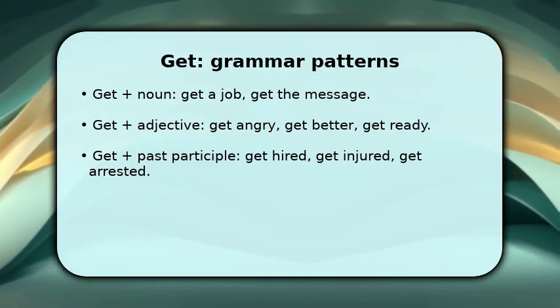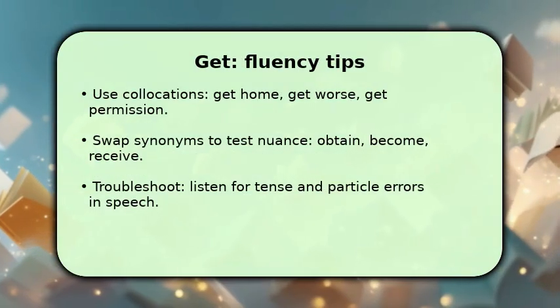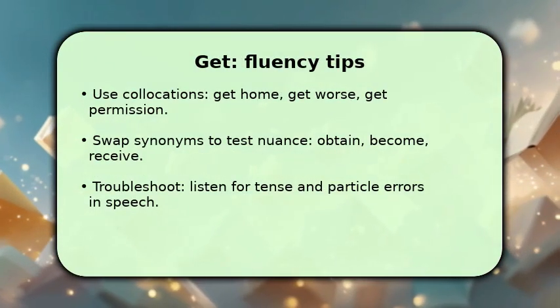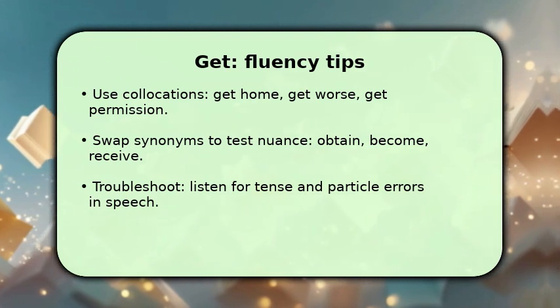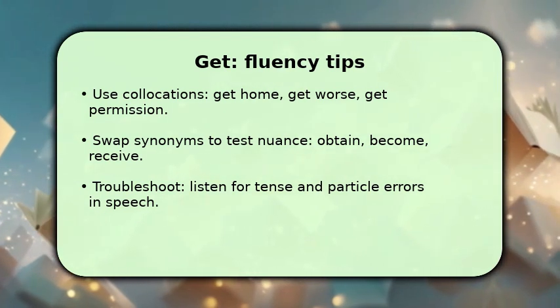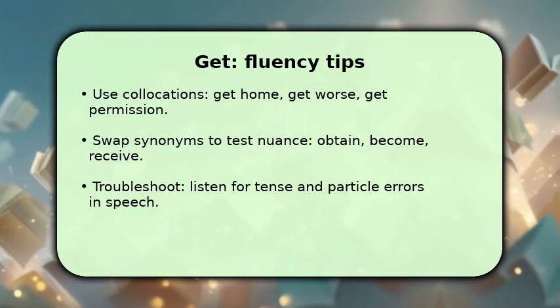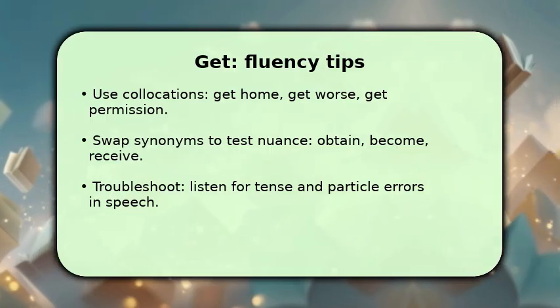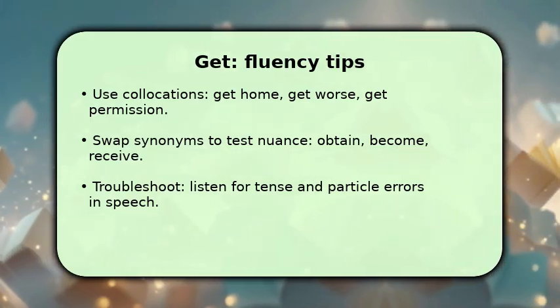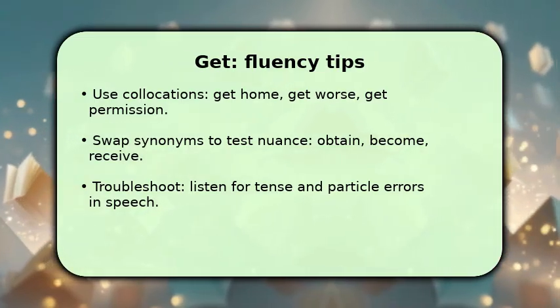You finish by integrating get into fluent speech and checking common pitfalls. Mix phrasal verbs, collocations, and synonym swaps to feel subtle differences. For example, get versus obtain changes formality. Once you've practiced, record short role plays and listen for misplaced tense or missing particles like up or over. If things go wrong, slow down, identify whether meaning or grammar failed, and repeat corrected examples aloud.